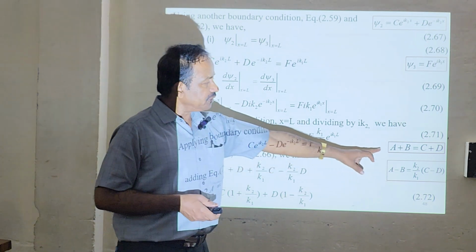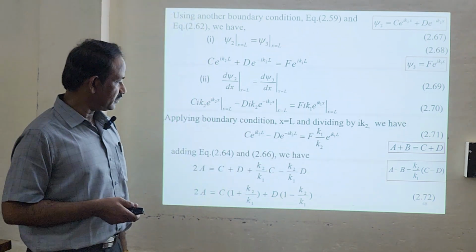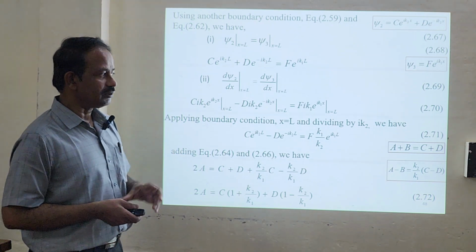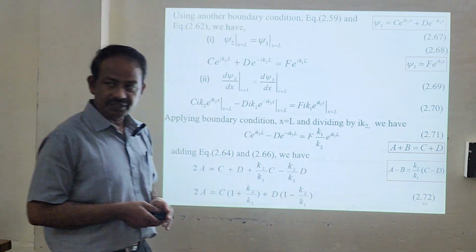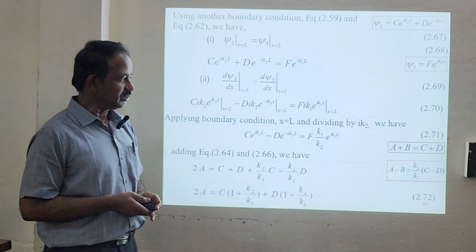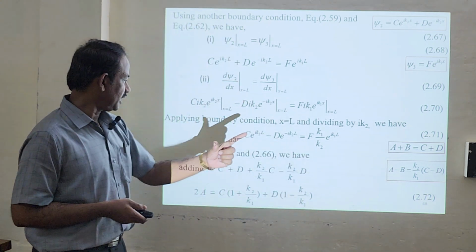Now, the previous thing: we have a plus b equals c plus d, correct? That is the first condition. And the next one is a minus b equals k2 by k1 times c minus d. You just add these two.